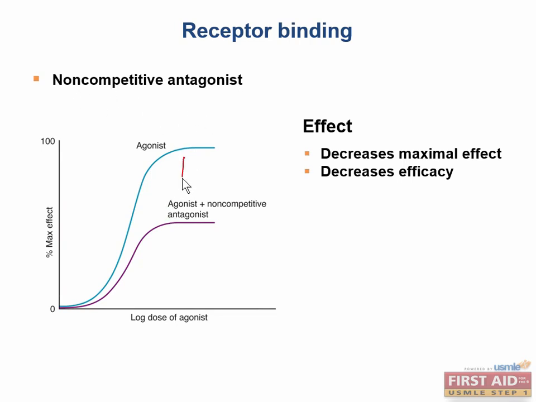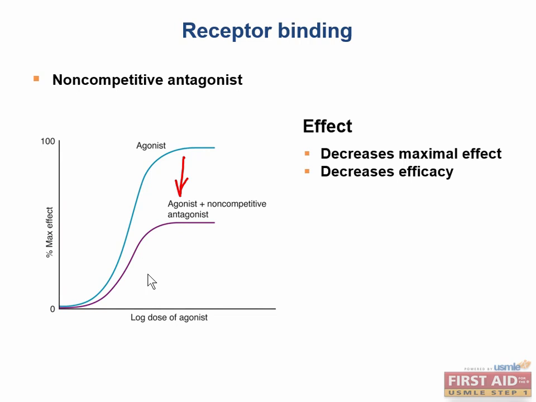Our next example shows the curve of a non-competitive antagonist. The curve is going to be shifted down this time. Remember, on our last slide we saw the curve shifted to the right? In the case of a non-competitive antagonist, our curve shall be shifted down now. And this corresponds to a decrease in the efficacy, or a decrease in the maximal effect. Increasing the agonist concentration will have no effect on the maximal effect because the non-competitive antagonist is present.